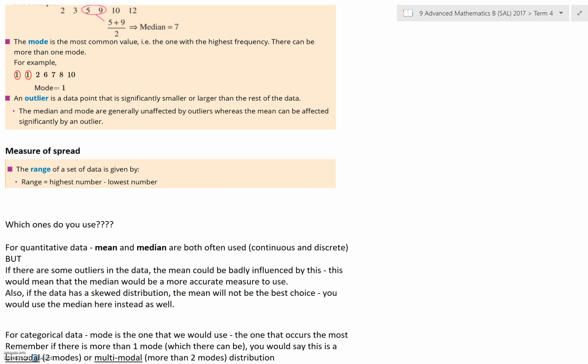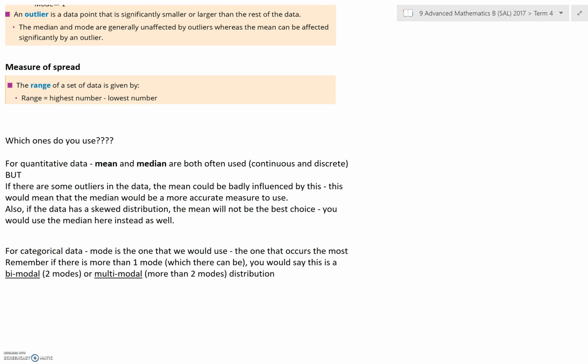So I want to have a quick talk about which one we use in which situation. So when you're working with quantitative data, so continuous or discrete data, mean and median are really commonly used for both. But as I said before, outliers can really influence the mean. So if you've got an outlier, there's a few ways you could handle that. So you could choose to use the median as the measure of center instead. Or even in some cases, we might disregard the outlier as being a possible error. If you could justify that, you could disregard that and just work out the mean from the rest of the data. But median can be a good choice in this situation.